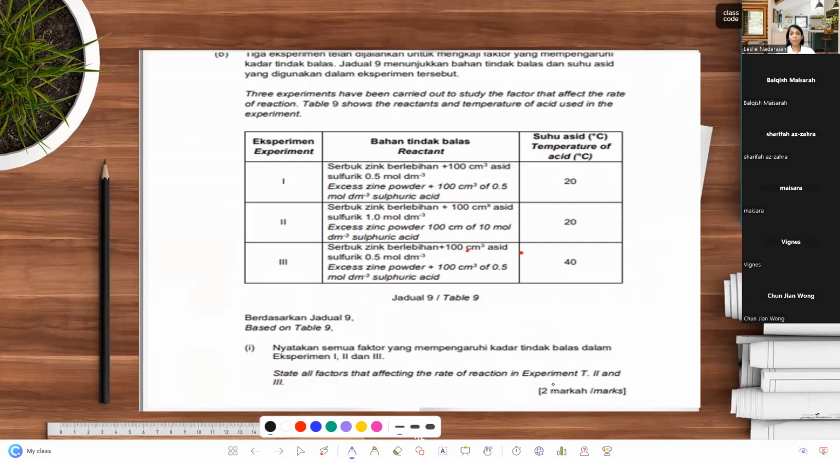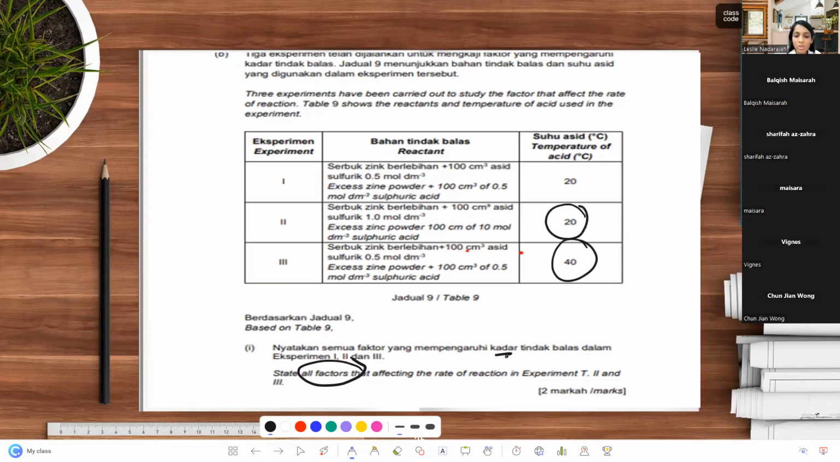Okay, so I want my Form 4s to look in front, and I want you to take note. What's the difference between experiment 1 and 2, and then experiment 2 and 3, or 1 and 3? What are my factors here? Temperature. One person said concentration. Temperature, yes, okay, so number 1, correct.